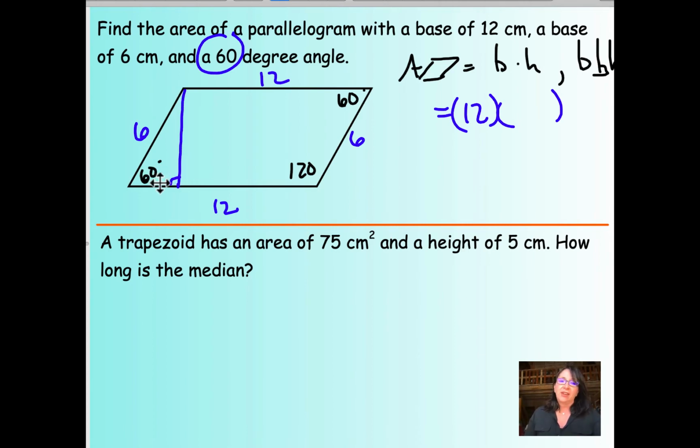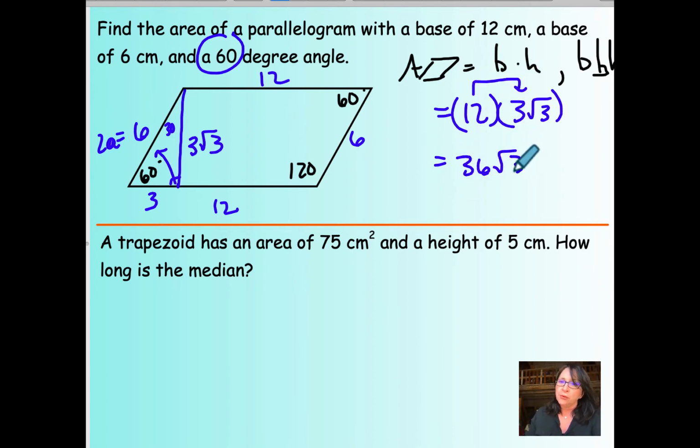Notice then that I do have a 60-degree angle, which makes that a 30. So across from the 90 is twice what's across from the 30. That means across from the 30 would be 3, and then across from the 60 would be 3 root 3. And therefore, that is my height. And so remember, numbers get multiplied with numbers. So I would multiply this 12 times this 3. I'm going to get 36 root 3 units squared, and that's the area of my parallelogram.